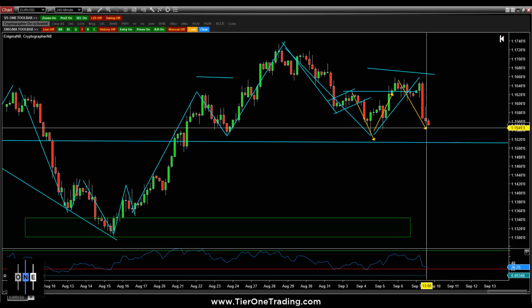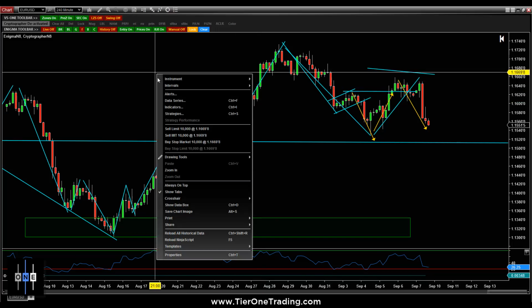What do I do? Do I just throw the chart away and look for something else? Or do I go down my checklist and look for the next reason for entry? And for me, I go down my checklist and look for the next reason for entry. And that would be a violation of the neckline.